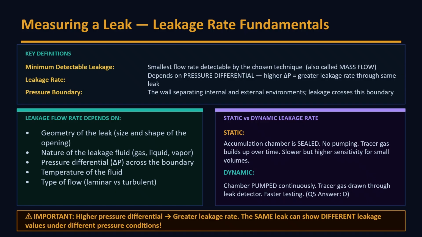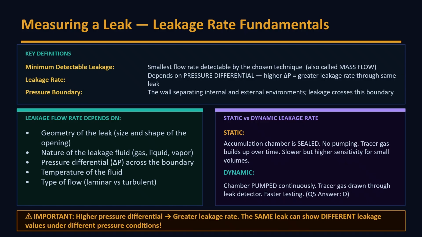Let's start with minimum detectable leakage. This refers to the smallest leakage rate that a particular technique can reliably detect. Every leak testing method has a limit. Below that limit, the leak becomes invisible to the method.